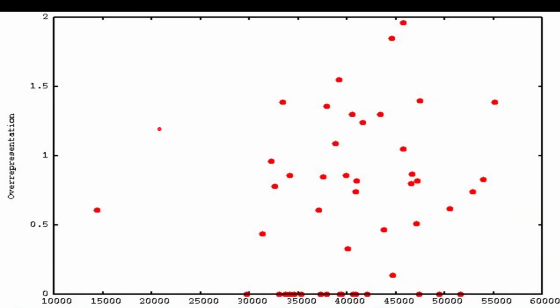This is an example of where we have no correlation. So you can see there is no line that can be drawn along which most of the points would fall.